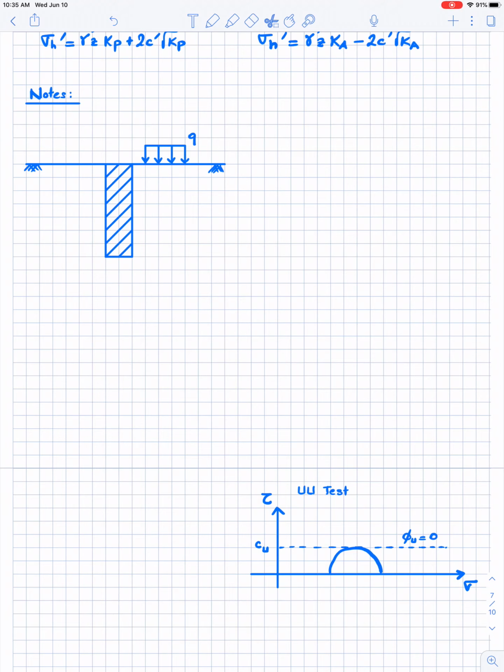Okay, we are in CE 363, and in this specific session, we will continue calculating the lateral earth pressure under special circumstances, and I will keep them as notes for your reference. The first note is, as shown over here, if I have a uniformly distributed surcharge pressure.